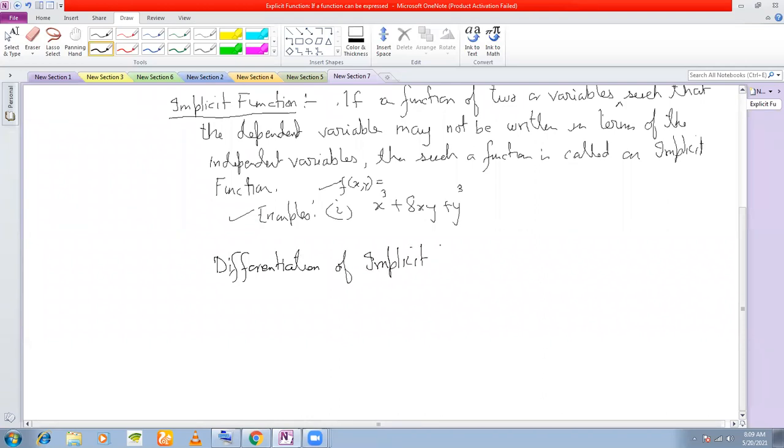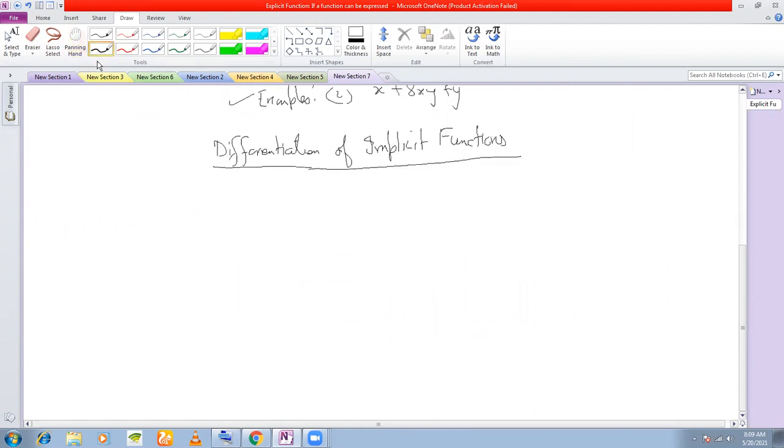In differentiation of implicit functions, your work will be greatly reduced while differentiating a lot of functions. A lot of big functions can be differentiated very easily with the help of implicit functions. So we will see how this is a very useful method of differentiation. Let us take the following examples to illustrate differentiation of implicit functions.